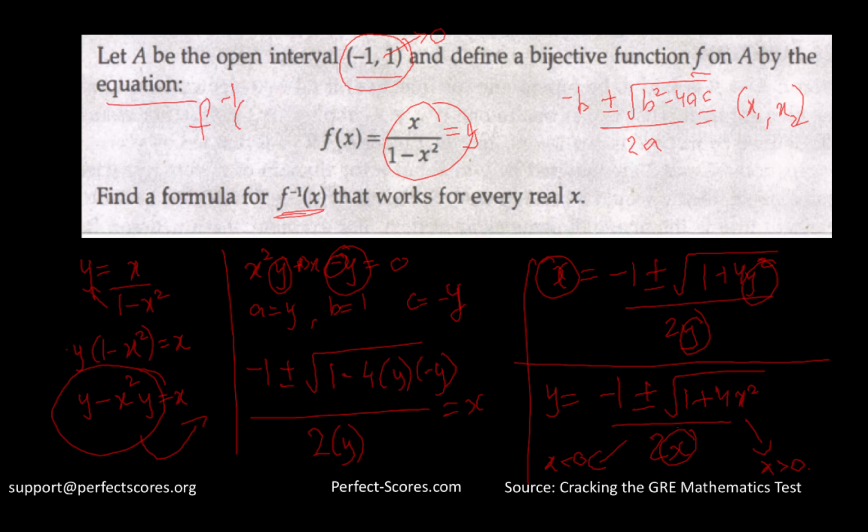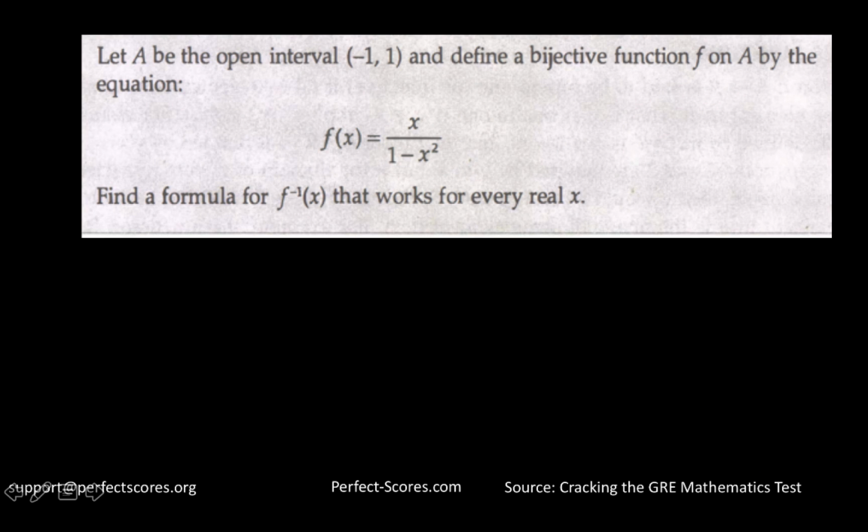So our function is y is equal to negative 1 plus or minus square root of 1 plus 4x square, divided by 2x. Now what I'm going to do is write 2x as the square root of 4x square. It gives you the same thing, isn't it?